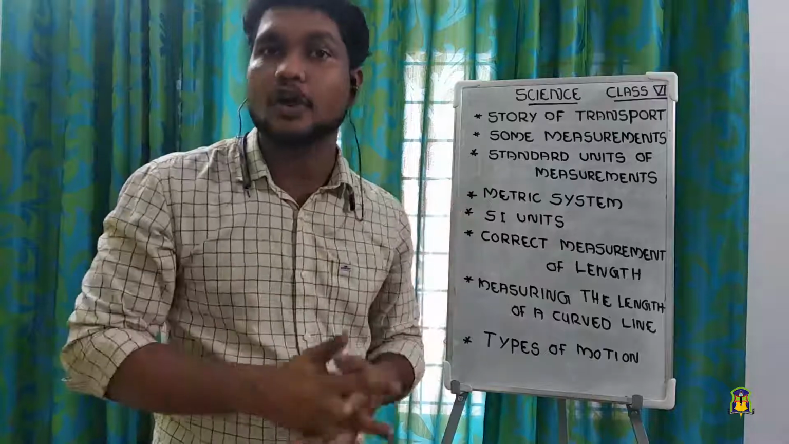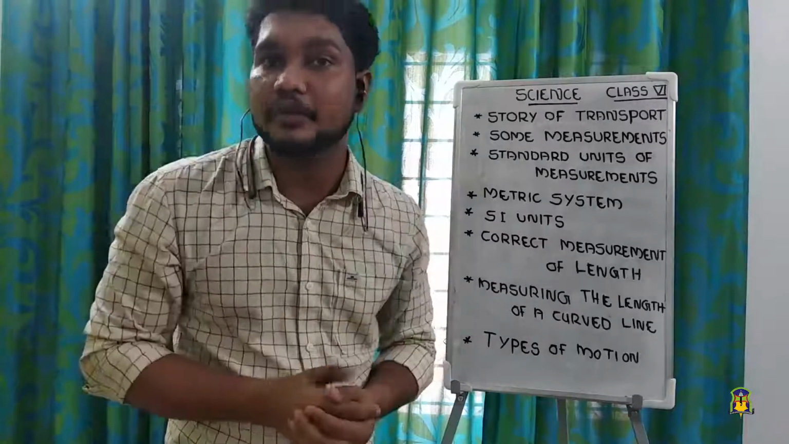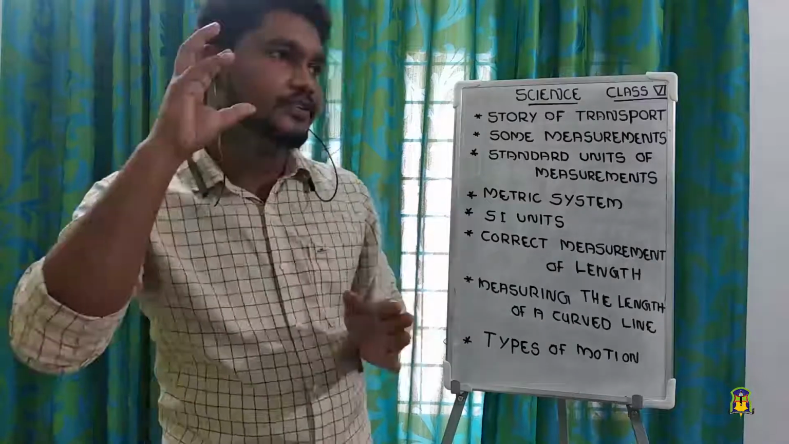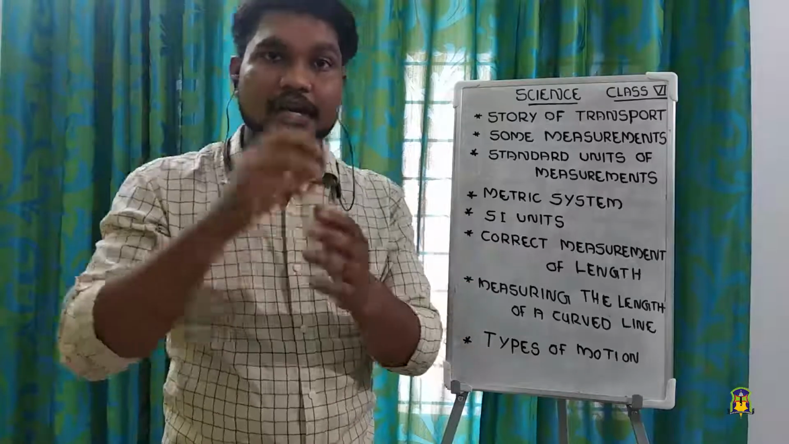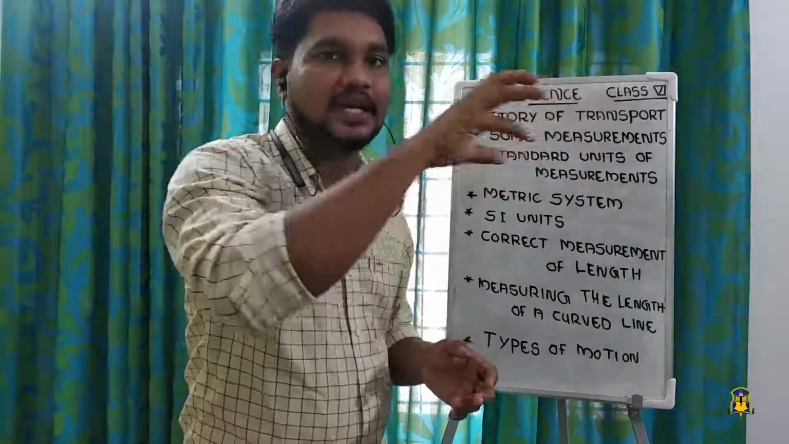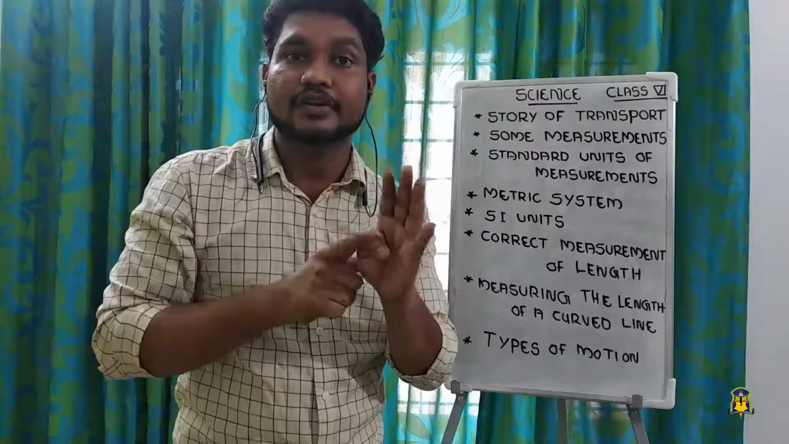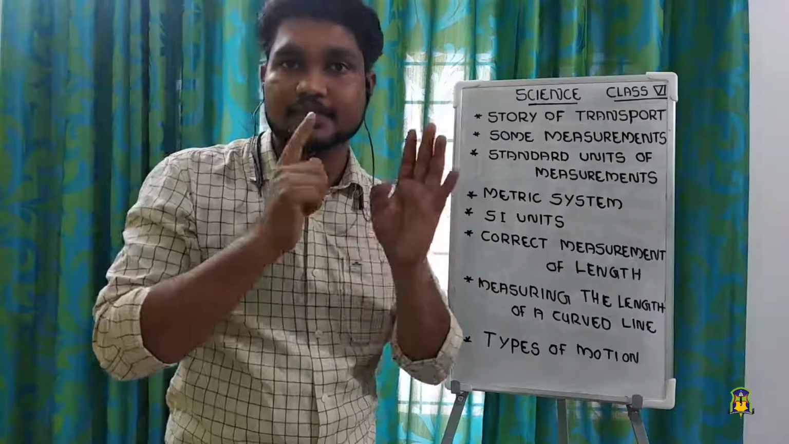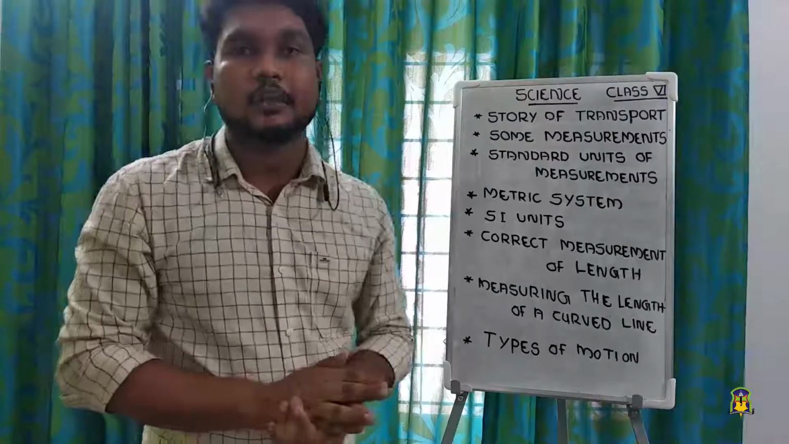Then the last one, combinations of motions. In one situation, more than one motion can occur. I will explain one example. If we throw a ball, a football or cricket ball, it is moving in the forward direction, and at the same time it is rolling also. That means in one condition, how many types of motion do we have? Two types: rectilinear and circular motion. So that is called the combination of motions.